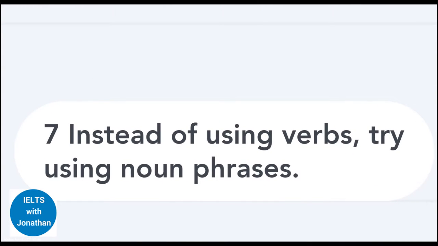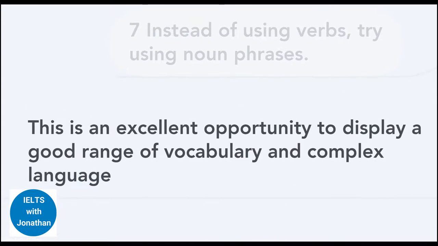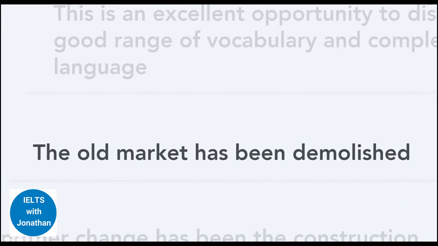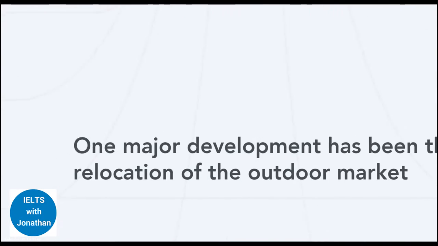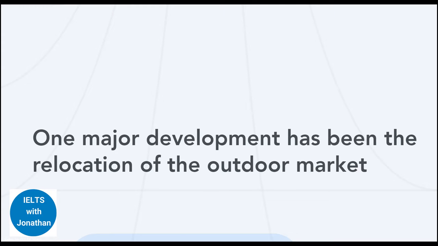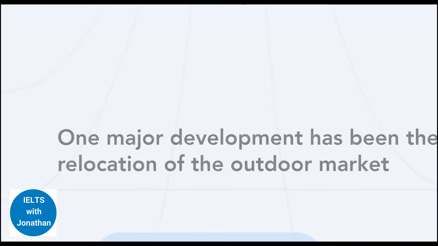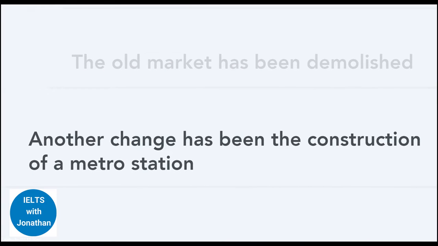Number 7. Instead of using verbs, try using noun phrases instead. This is an excellent opportunity to display a good range of vocabulary and complex language. The old market has been demolished. One major development has been the relocation of the outdoor market. Another change has been the construction of a metro station.